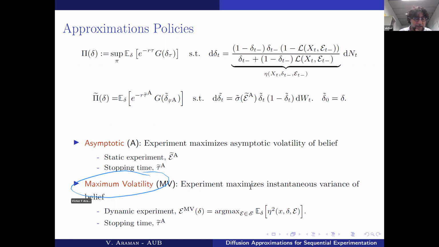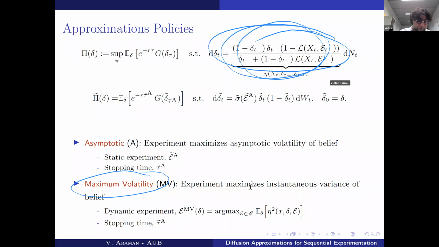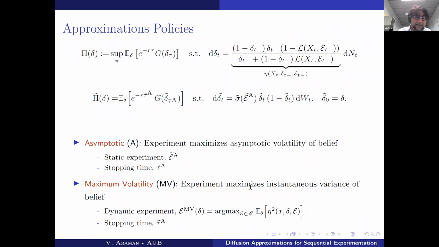And what is this maximum volatility? It is basically an experimentation that at every time t will pick the experiment that maximizes the volatility of the original problem, right? So in other words, of that jump here. Okay, so I'll pick at every time t the experiment that maximizes that jump function. And now I don't have a static experimentation here. It's a dynamic experimentation. However, again for tractability, I will use the stopping time of the diffusion problem because it's simpler to handle. Right? I can obtain it for any experiment.